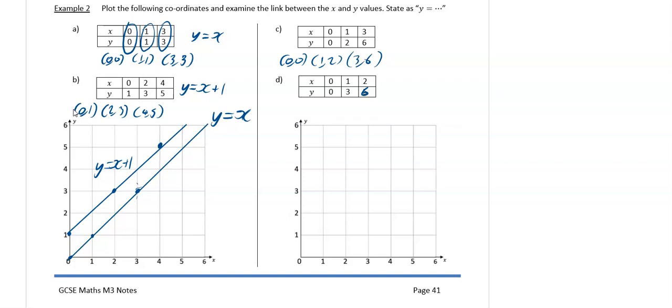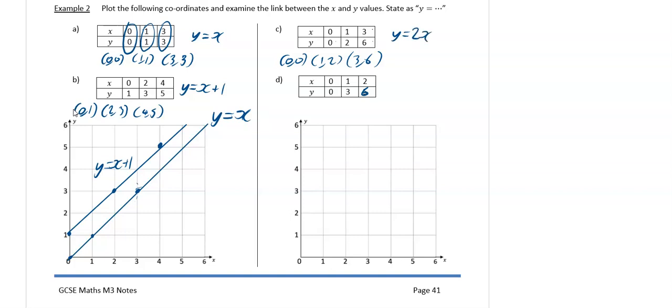When your x value is 0, the y value is 0. So we don't really know what's going on here. But when your x value is 1, your y value is 2. So it's double it. And let's see if that works again. When your x value is 3, your y value is 6, so it is double it. And double 0 is still 0.